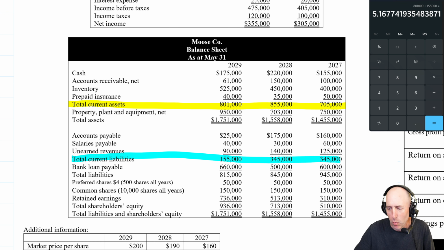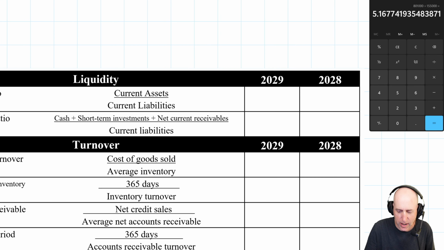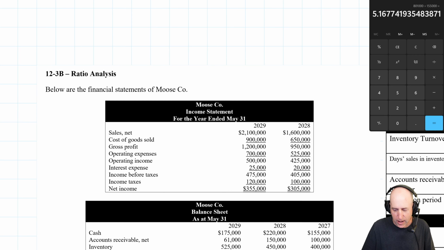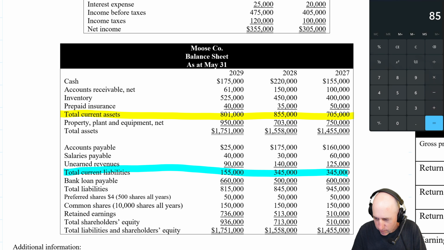And we get 5.17. Our current ratio tends to just be a number, so we don't have to put a percent or a dollar amount. It's just 5.17, and there's my current ratio for 2029. Let's do the same for 2028. So the yellow one for 2028, of course, divided by the blue one. 855 divided by 345.